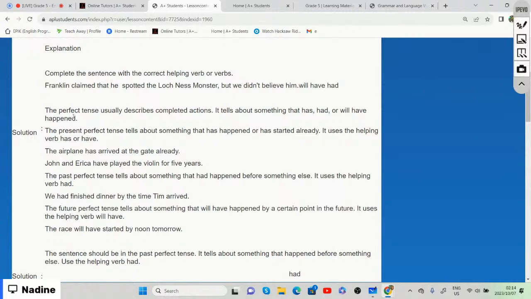Then we have the past perfect tense, which tells about something that had happened before something else. And this is in the past, and we use the helping verb had. And then we have the future perfect tense, which tells about something that will have happened at a certain point in the future. And it uses the helping verb will have.